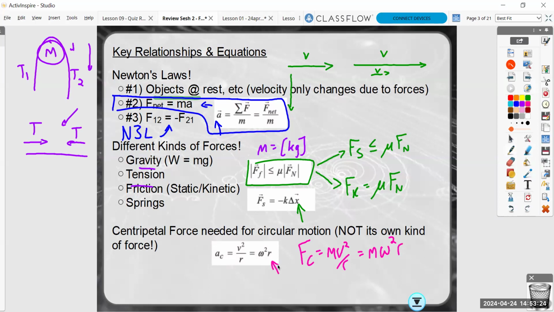They give you the centripetal acceleration instead of the force, but F equals ma will help you figure that one out. The biggest thing to remember about centripetal force is it's not its own kind of force. You should never ever draw a free body diagram that has centripetal force on it. The centripetal force always comes from something else, a spring or tension or gravity or a normal force. There's always something providing that centripetal force. Sometimes it's your job to figure out what it is.